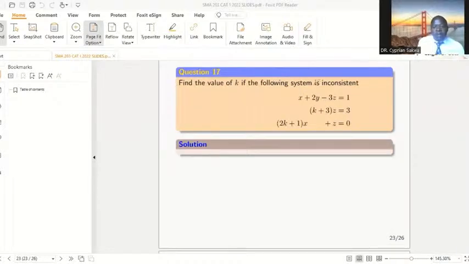Find the value of k for the following system to be inconsistent. Now, there are two ways that I will be doing this question. The first way is by use of a determinant. We know that if a system is consistent, the determinant will be non-zero. But for an inconsistent system, the determinant will be zero. So I want to use that knowledge, get this determinant equal to zero, and I'll get the value of k. Then I'll show another way.